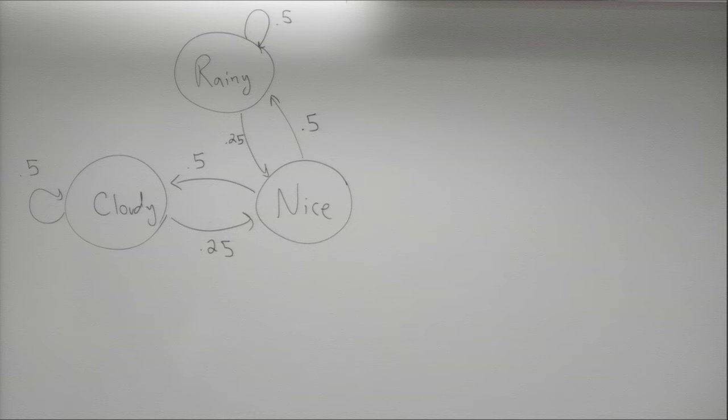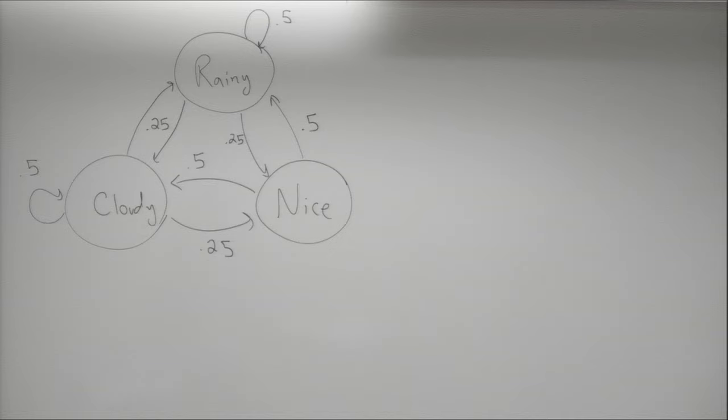There's a couple of branches missing. If it's cloudy today or rainy today, then there could be a 25% chance that tomorrow it'll be the other one. Pretty simple. This is just a toy model of what the weather is going to be like in Seattle from day to day to day.